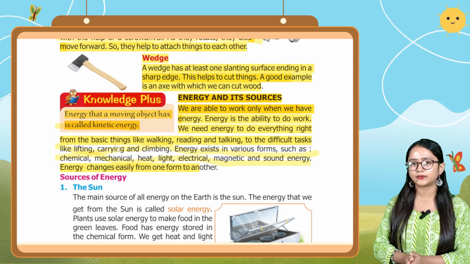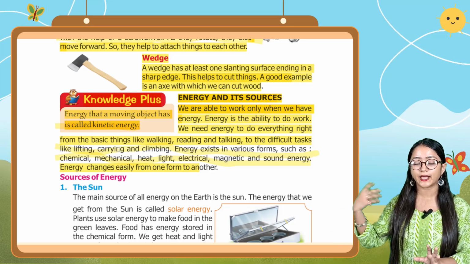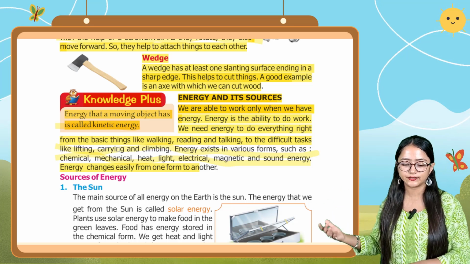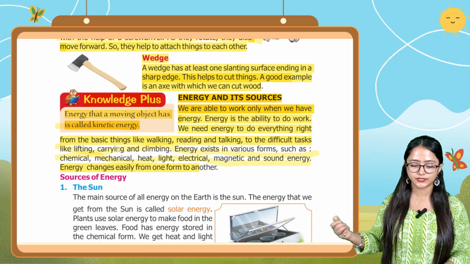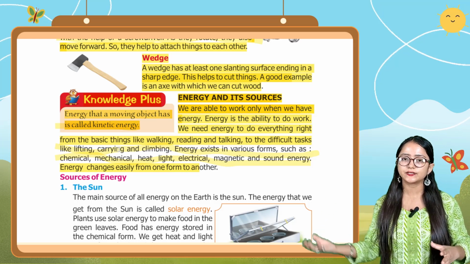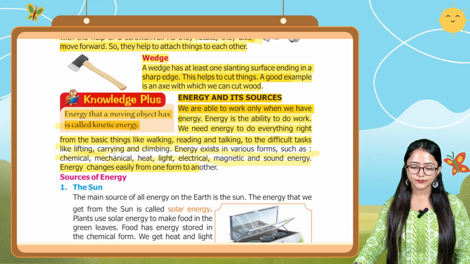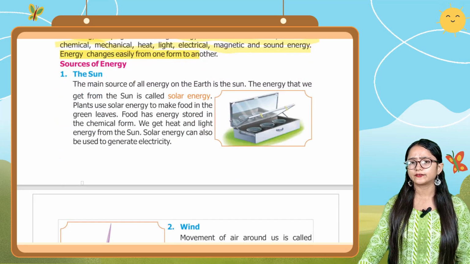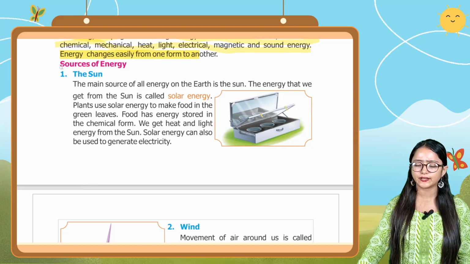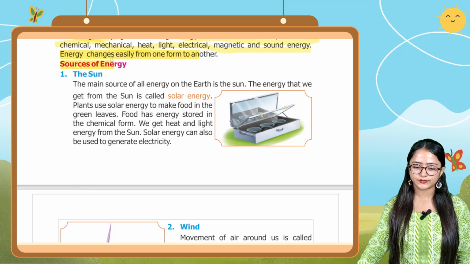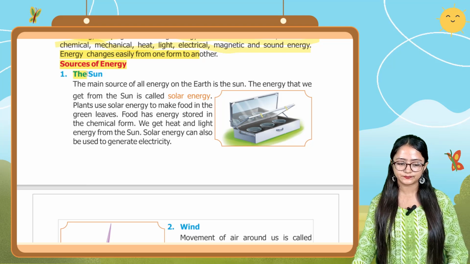In this chapter it is telling us about chemical energy, mechanical energy, heat energy, light energy, electrical, magnetic and sound energy. And energy changes easily from one form to another. Now we're going to talk about sources of energy, from where we get energy. The first source of energy is the sun.